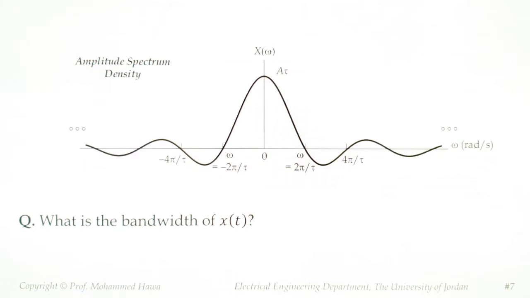This rule of first null is similar to what we've done for a repeated rect signal. By the way, people use this rule of first null for sinc shape, sinc square, sinc to the power 3, sinc to the power 4, sinc to the power n. For those shapes, first null is a good approximation of the bandwidth of the signal.